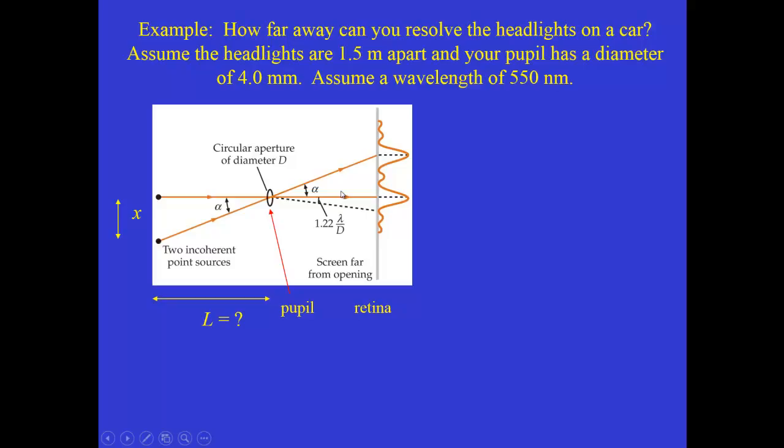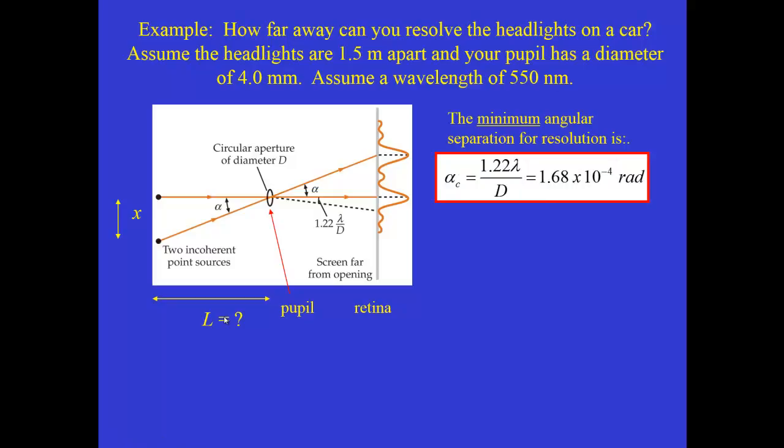So what we need to do is use Rayleigh's criterion equation and find out whether the angle that separates those two sources is larger than or equal to the critical angle, 1.22 lambda over d. That would be how we would answer the question, can we resolve these sources at a particular distance? This problem is reversed. We assume we can resolve them, and we want to find what's the maximum value of L that will allow us to resolve them. So it's an easy calculation.